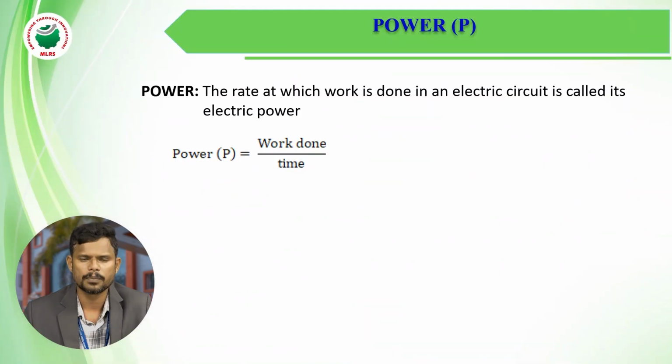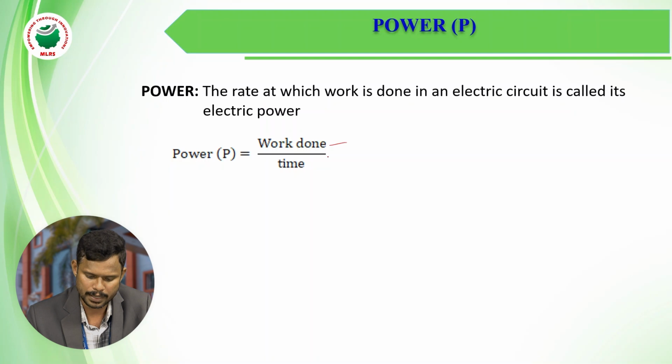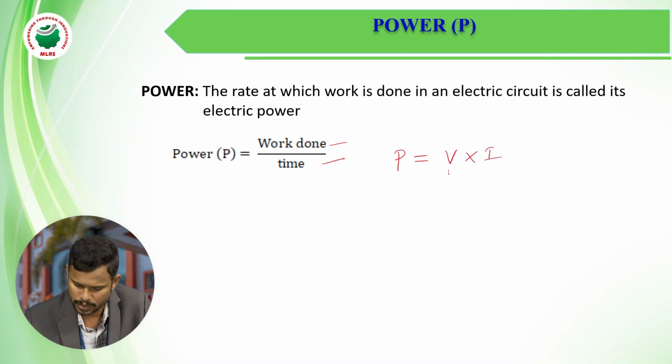Next, power. The rate at which the work is done is called a power. Work done per unit time is called a power. In other way, power is nothing but product of voltage and current. Already we know the voltage formula, W by Q, the amount of energy required for flow of charge, and current is nothing but charge per unit time.